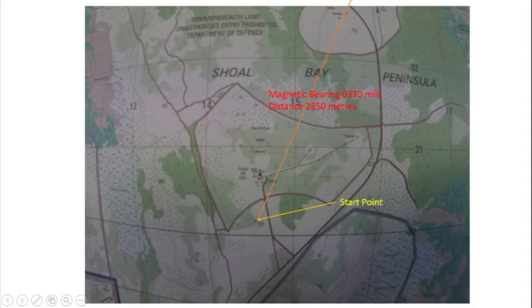Now I know if I want to get from my start point to my finish point, I have to set my compass to a bearing of 0330 mils magnetic and walk a distance of 2,850 metres. If I do not know my start point, I'll have to conduct a resection, which you'll be taught in Series 2 of this.